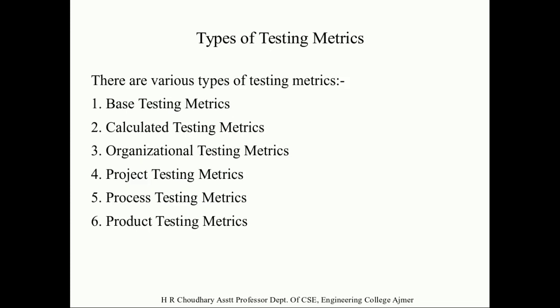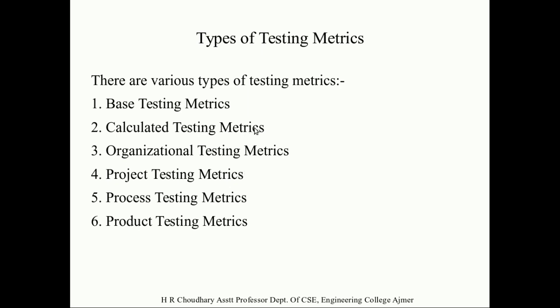Now we move next. There are different types of testing metrics. We can see here the first, base testing metrics, the second is calculated testing metrics, the third one is organizational testing metrics, the fourth one is project testing metrics, the fifth one is process testing metrics, and the sixth is product testing metrics.